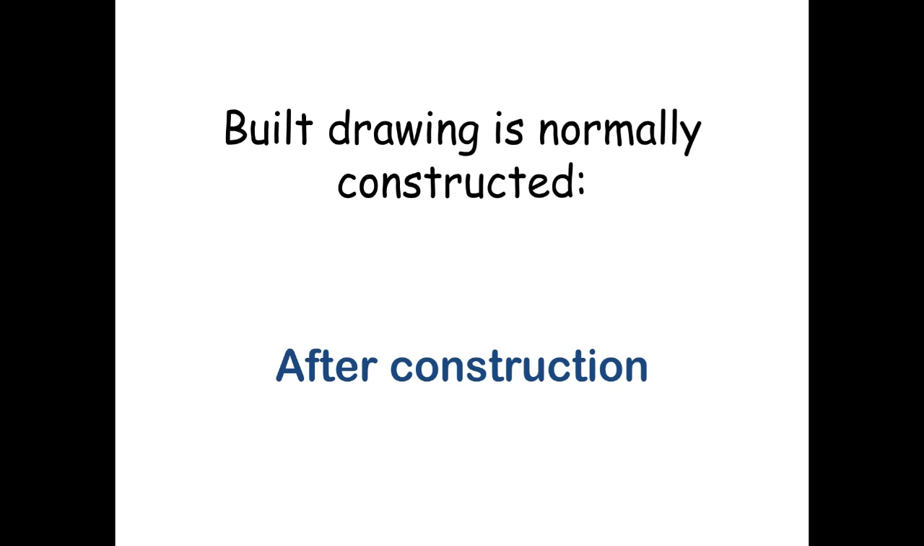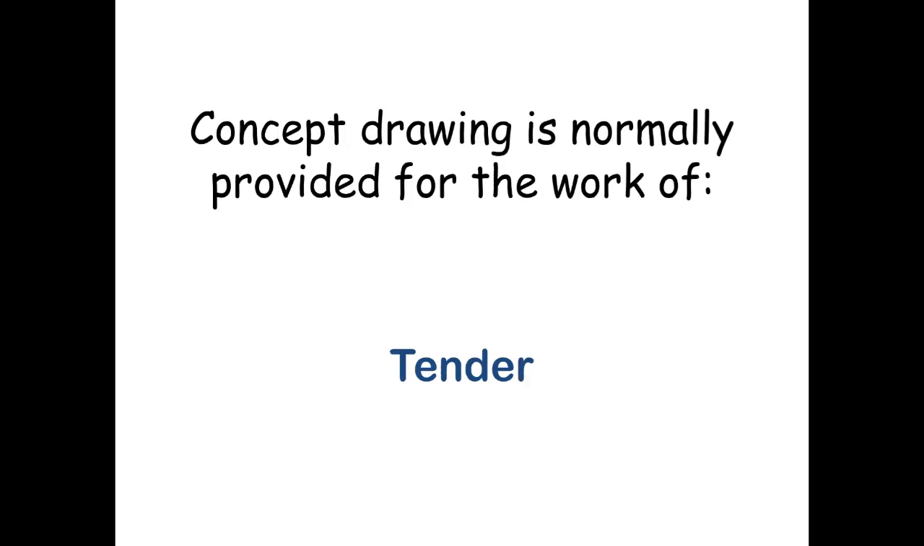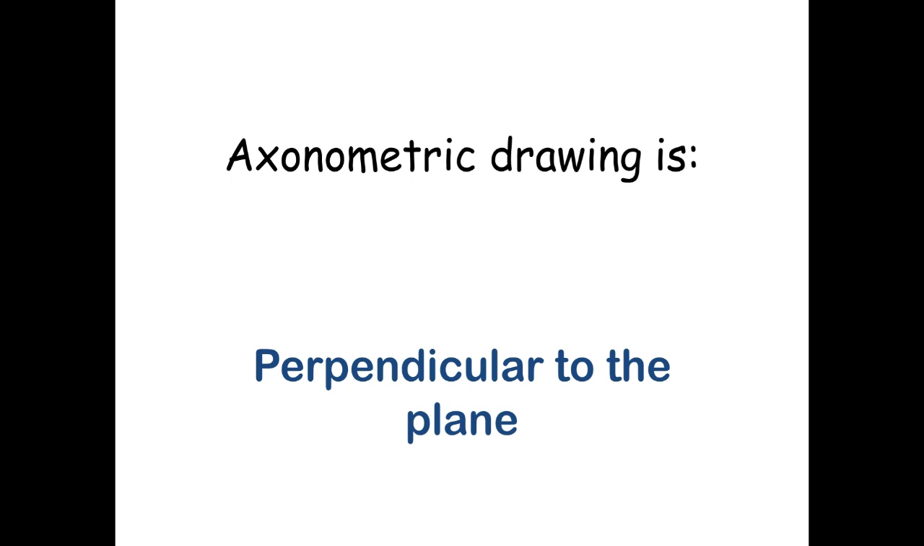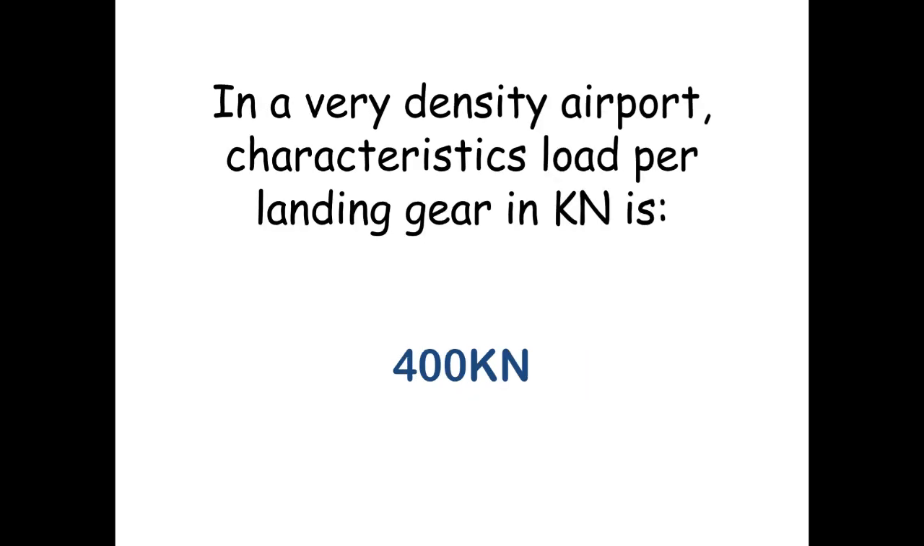As-built drawing is normally constructed after construction. The locus of center of curvature is called evolute. Concept drawing is normally provided for the work of tender. Axonometric drawing is perpendicular to the plane. Set square is not used to draw horizontal lines.